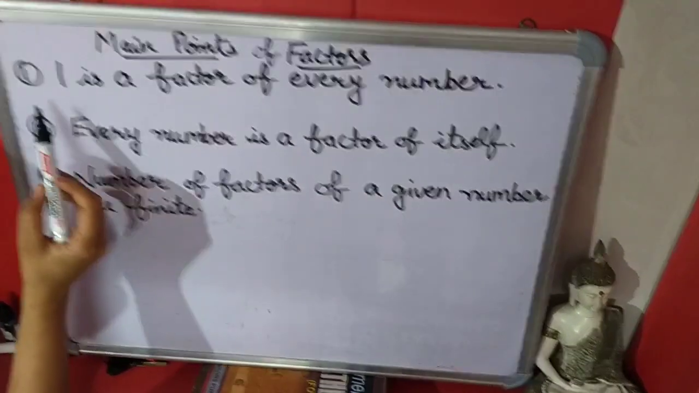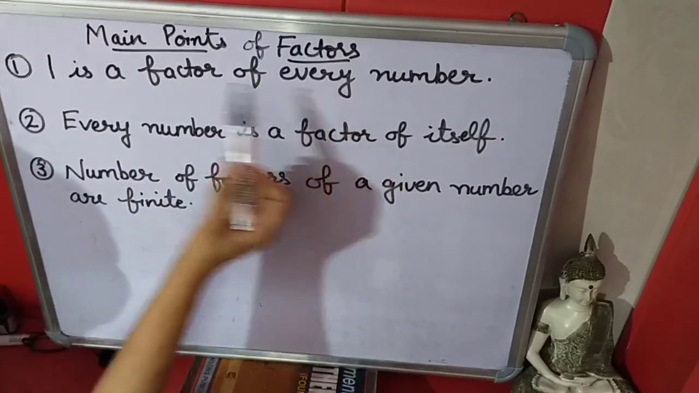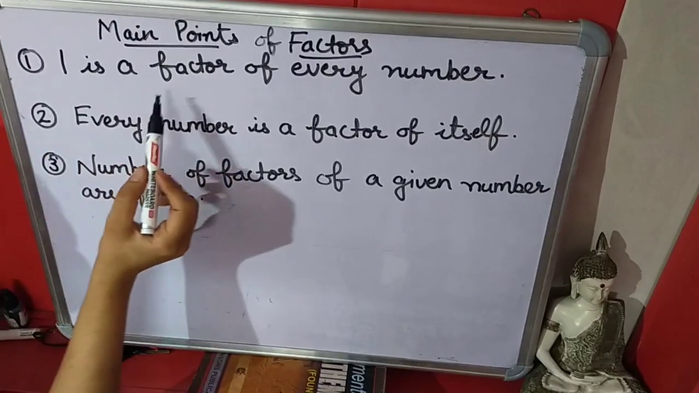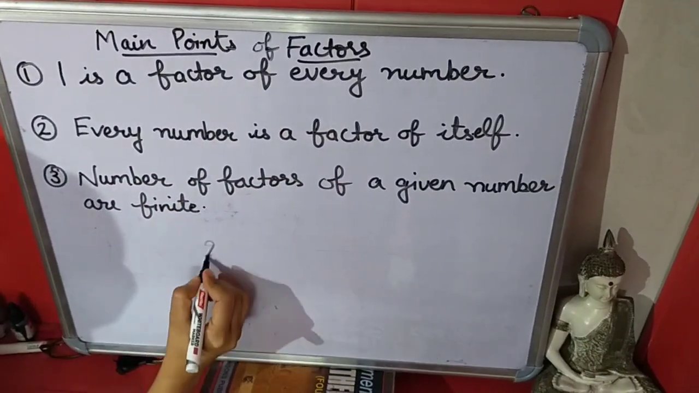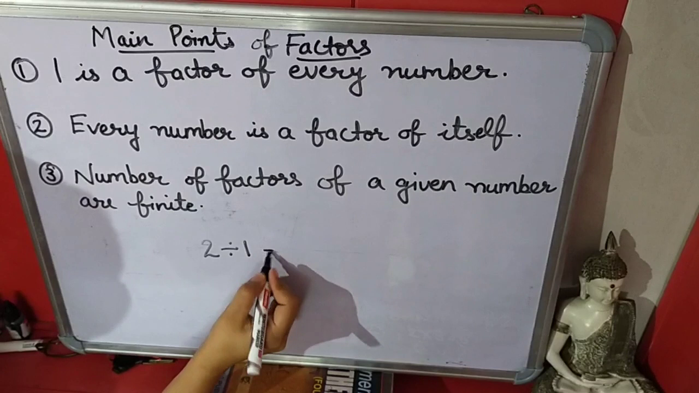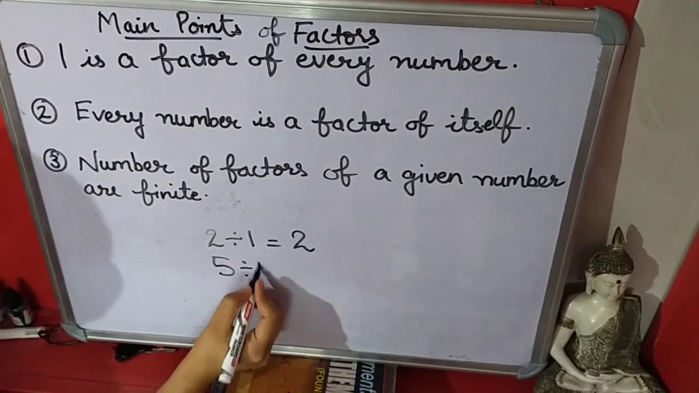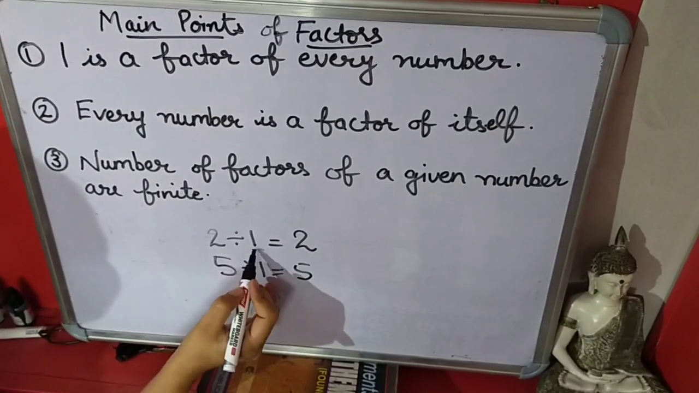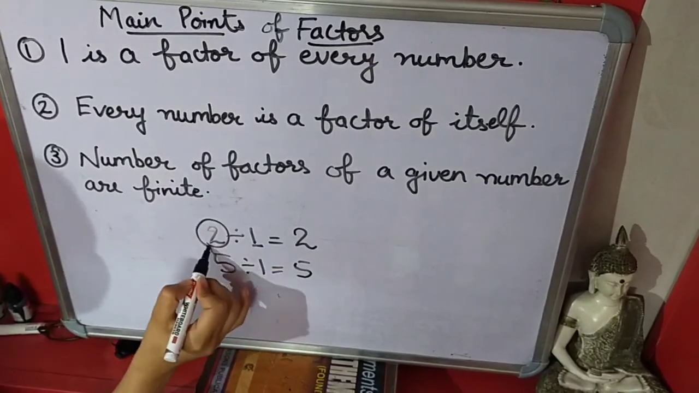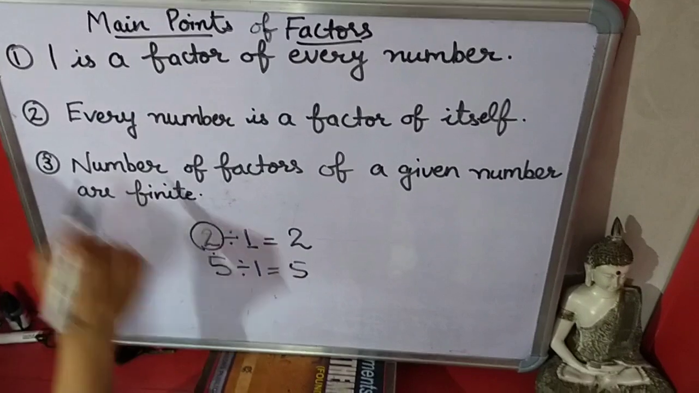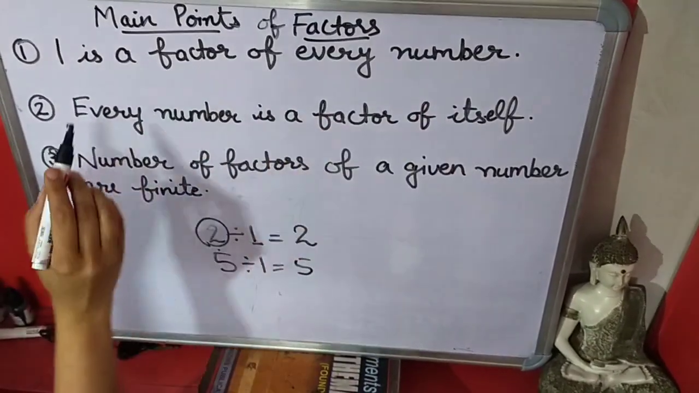Important points of factor. 1 is a factor of every number. It means 1 divides every number completely. 2 divided by 1, 2 will come. 5 divided by 1, 5 will come. So 1 divides every integer or every number completely. So 1 is a factor of every number.